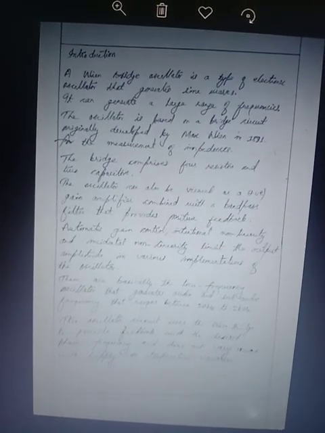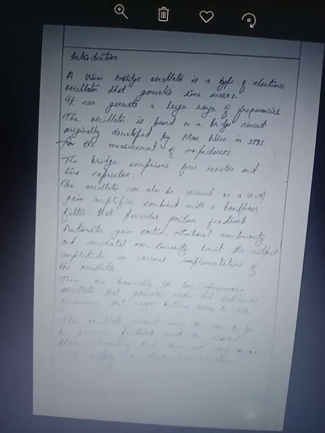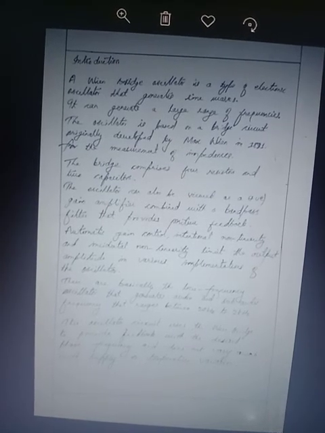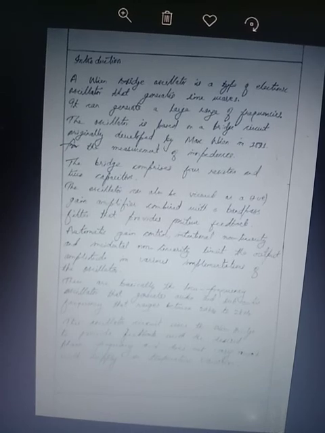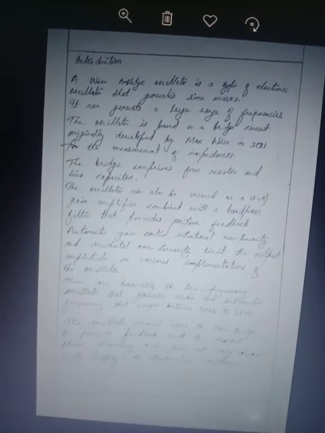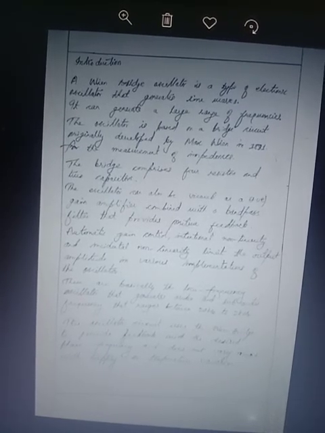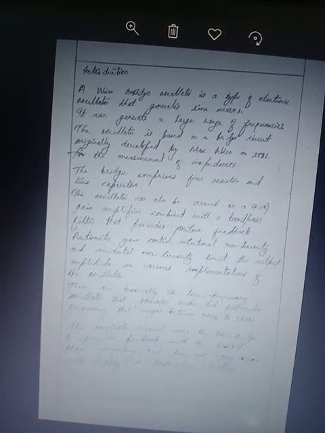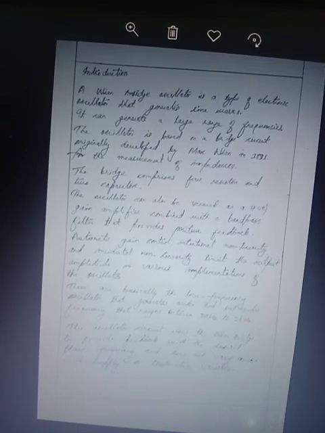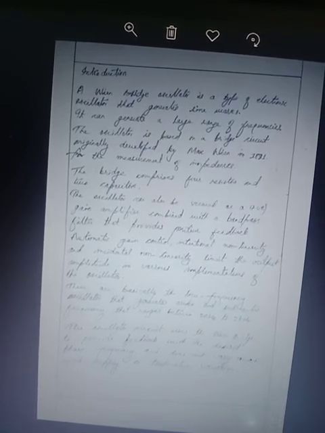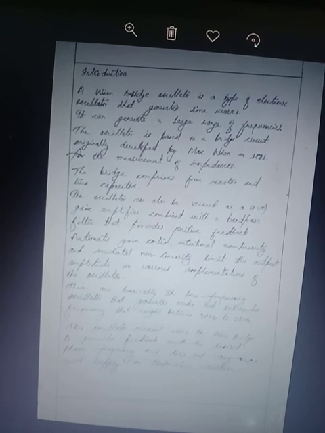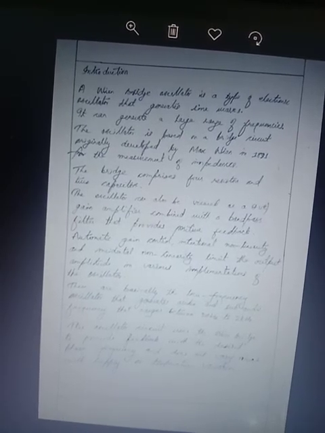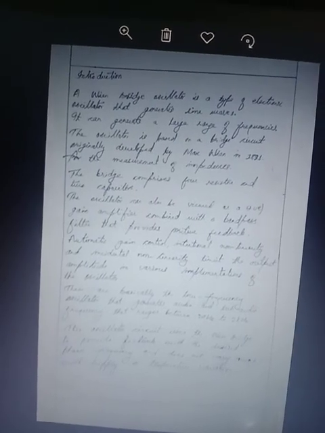There is basically the low frequency oscillator that generates audio and sub audio frequency that ranges between 20 Hz to 20,000 Hz. The oscillator circuit uses the Wien bridge to provide feedback with the described phase frequency, and does not vary much with supply or temperature variation.